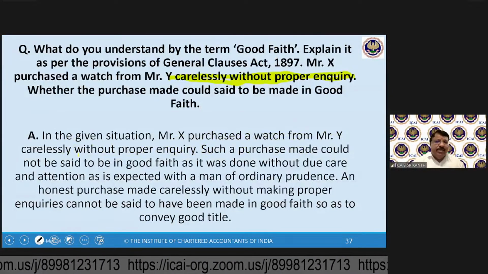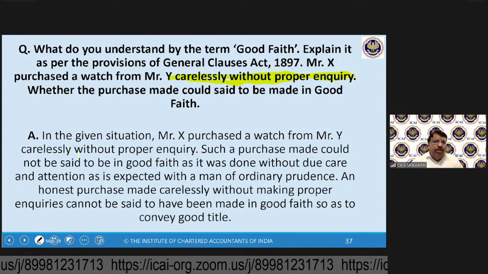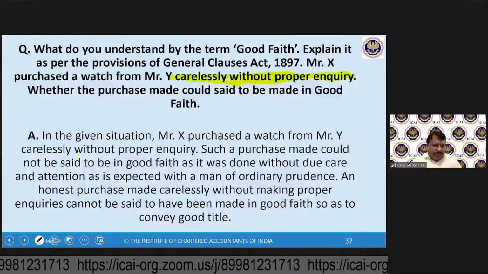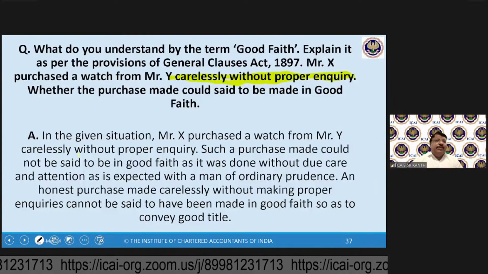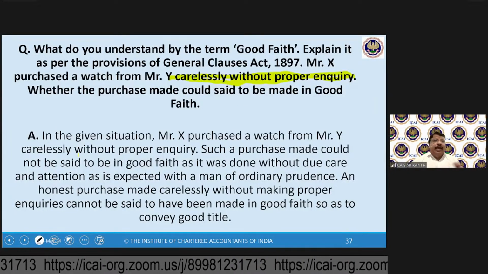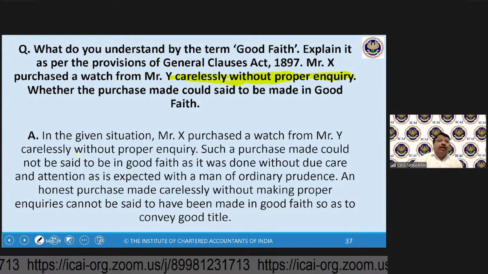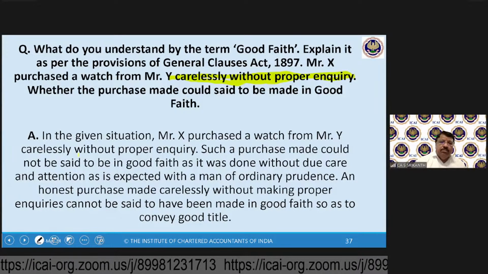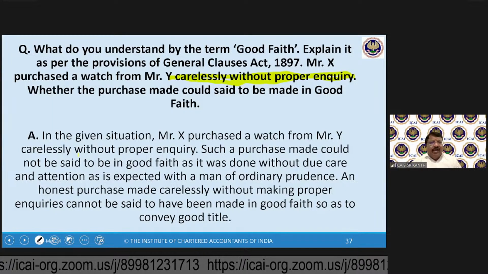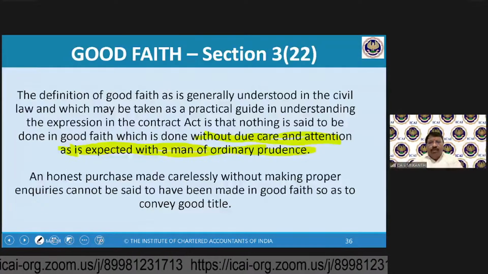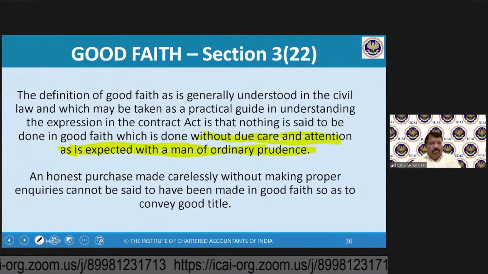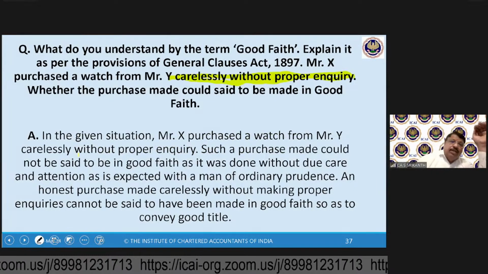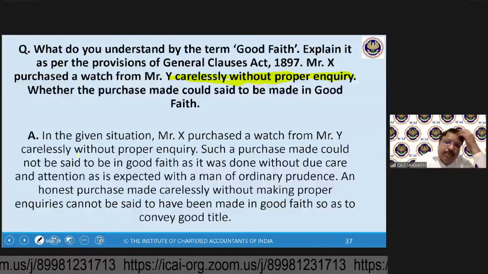So here's the question from the examination. What do you understand by the term good faith? Explain it as per the provisions of the General Laws Act. Mr. X purchased a watch from Mr. Y carelessly, without proper inquiry. Whether the purchase made could be said to be made in good faith. So I think I've highlighted it now, that without care and without proper inquiry, can the purchase be said to be made in good faith?